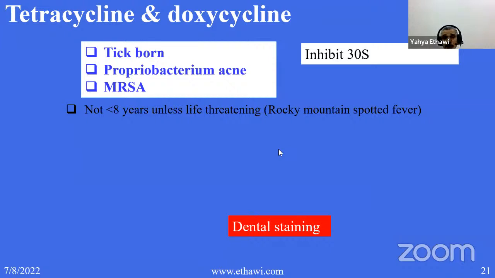Tetracycline and doxycycline are very commonly used with tick-borne infections, Propionibacterium acnes, and MRSA. They inhibit the 30S subunit of the ribosome, and they are not preferred in patients below 8 years because they cause permanent dental staining.